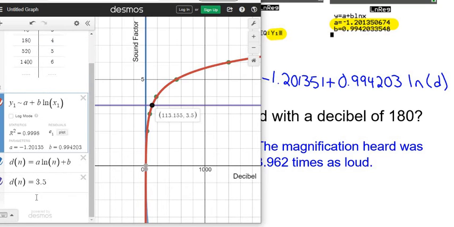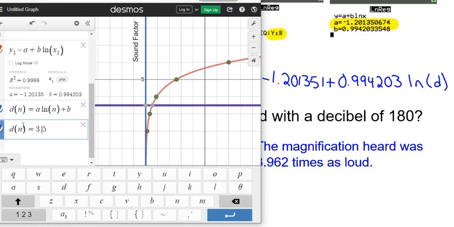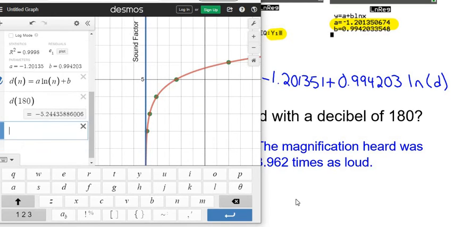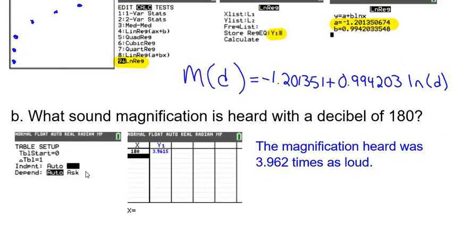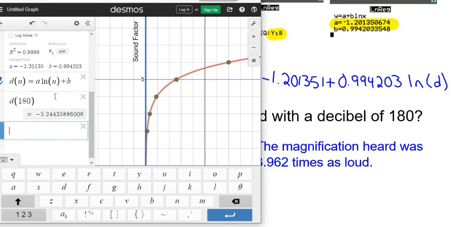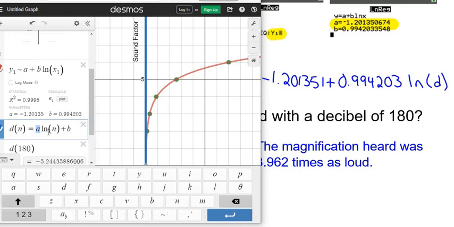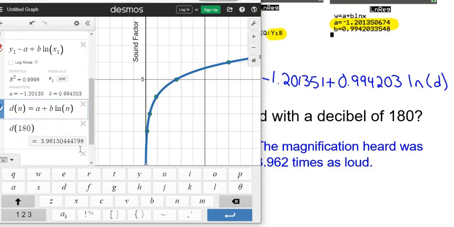Look, it's still 113. And if I go back and say, what was D of 180, it's still going to say that D of 180 is negative, hold on one second. It's going to be the same value. So just keep that in mind. The problem is here, I didn't change this graph, so I would just need to rewrite that to model it. So I need to say A plus B, right? And then I would get the exact same answer. So, right, now I get 3.962, just like I had here.